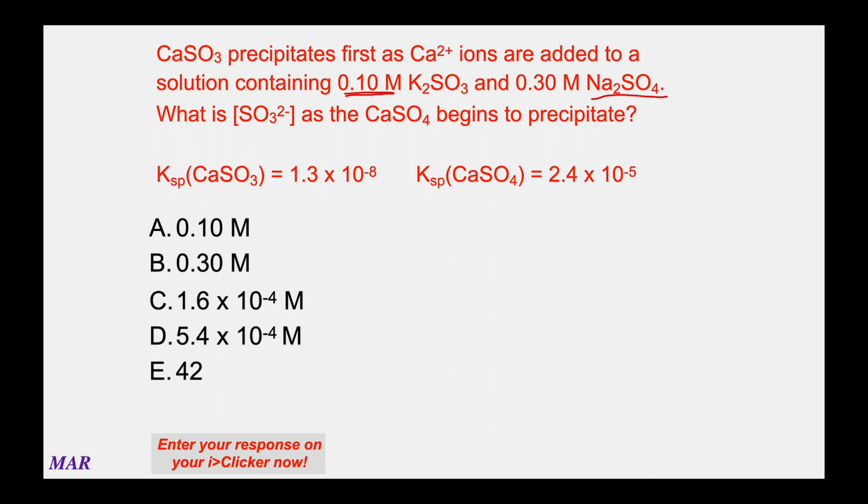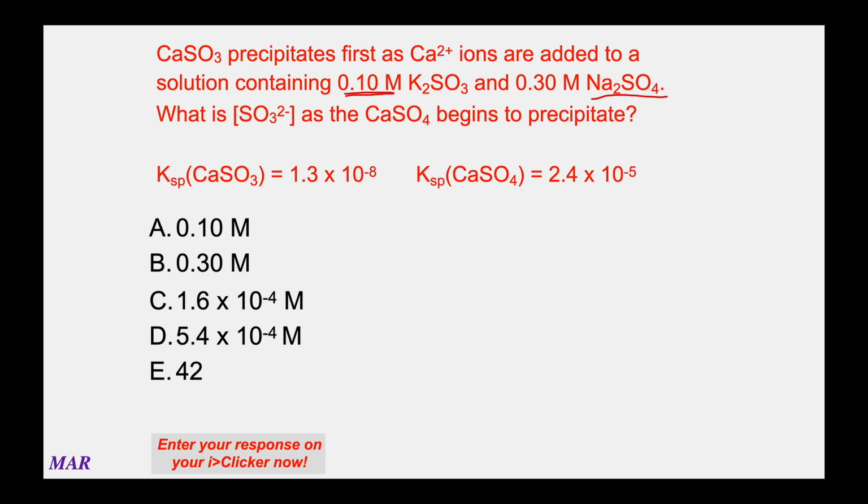Okay, at this point, I'm assuming you've tried the problem. You're ready to talk about the answer, so let's do it. Okay, so we saw in the last problem that calcium sulfite precipitates first. Smaller Ksp, smaller amount of calcium required to make precipitation happen. In this part of the question, we want to know how much sulfite is left as the calcium sulfate, the more soluble thing, begins to precipitate.